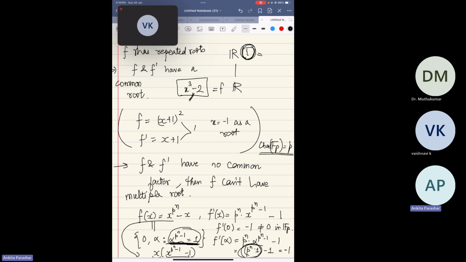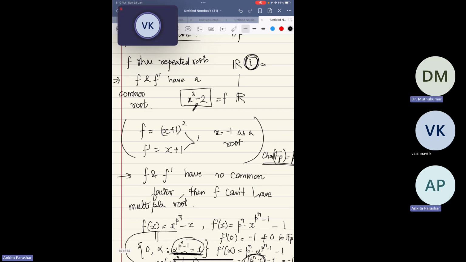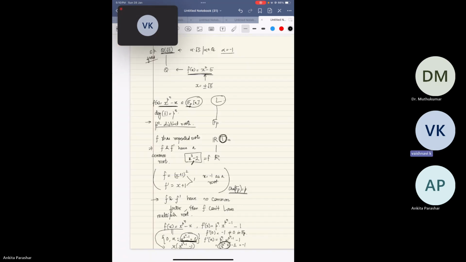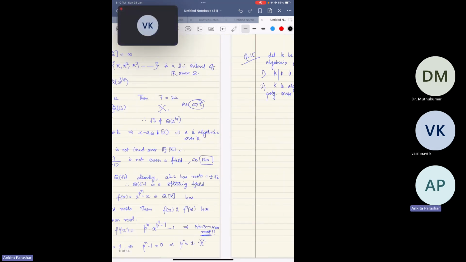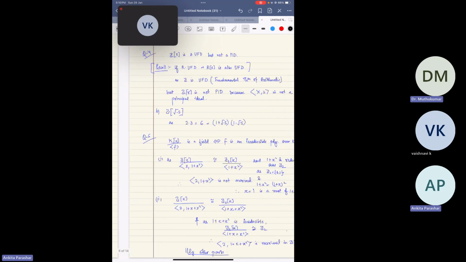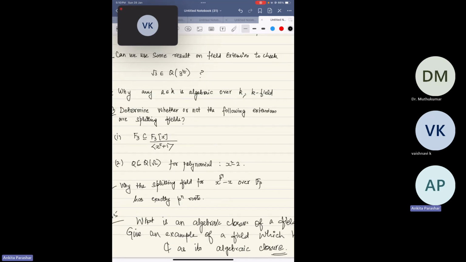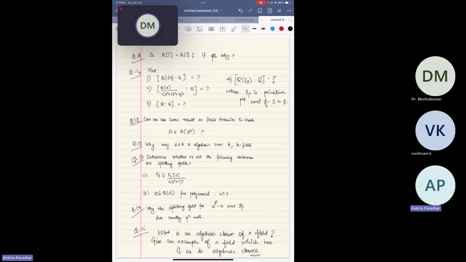Do you see that? Therefore, no root is a multiple root. Therefore, you need to add all the roots in order to get the extension. So this is what I have written, that you have to add all the roots. The splitting field should have exactly p^n roots. Is it okay now?